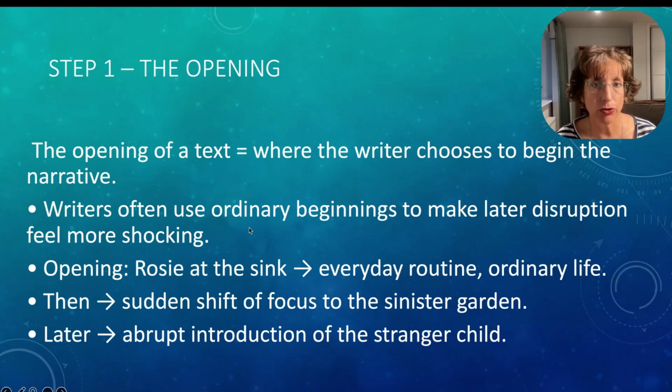So the opening is quite ordinary, isn't it? Rosie is at the sink, she's washing up, it's an everyday routine, it's ordinary life. And then there's a sudden shift in focus. It focuses to the garden. And there's this description, and the garden's made to seem somewhat sinister. She spots the girl first, then there's the description of the garden, then there's the focus on the stranger child. She goes out, and the child's disappeared. So that's a quick summary of the structure.